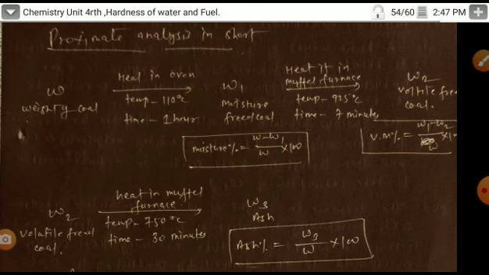Now it is a short trick that you have to remember, or learn, the important process of the proximate analysis of the coal.